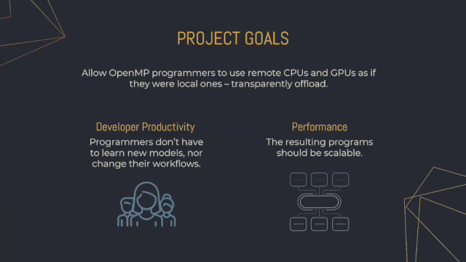So the overall project goal is that we want to allow OpenMP programmers to use remote CPUs and GPUs as if they were local ones, as in we want them to be able to transparently offload. The two main goals that we had were that it should be productive for developers, so programmers don't necessarily have to learn new models or change their workflows. If their applications simply require remote GPUs and CPUs, they should be able to do that easily. And obviously that the resulting programs are scalable, as in you don't suffer an enormous penalty hit by not using something like MPI.